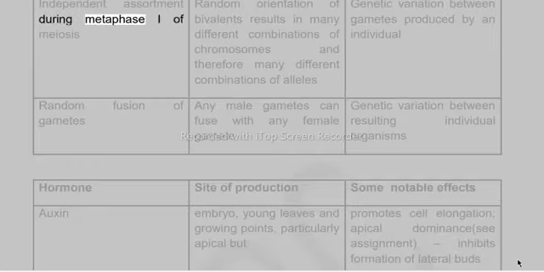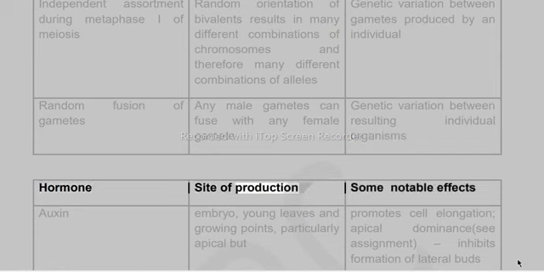Independent assortment during metaphase I of meiosis. Random orientation of bivalents results in many different combinations of chromosomes and therefore many different combinations of alleles. Genetic variation between gametes produced by an individual. Random fusion of gametes: any male gamete can fuse with any female gamete. Genetic variation between resulting individual organisms.